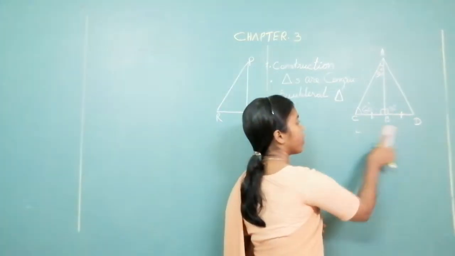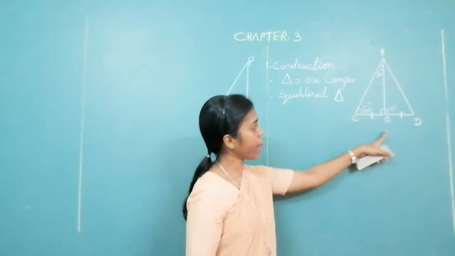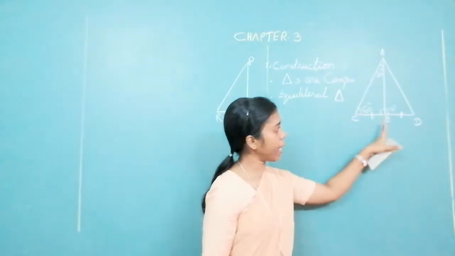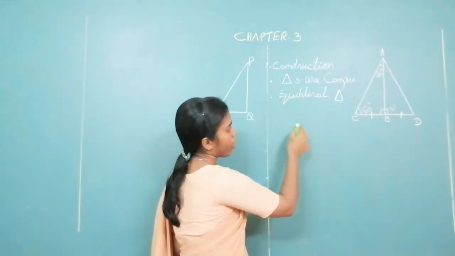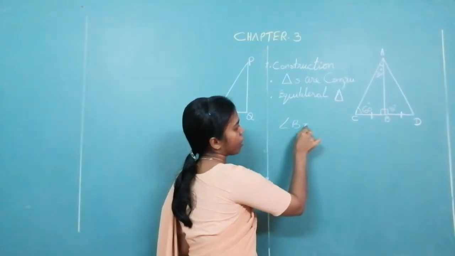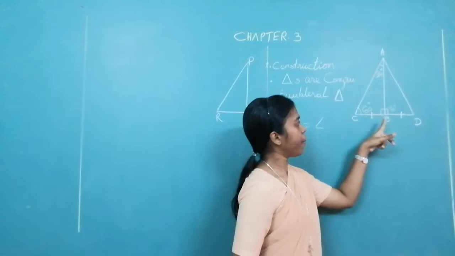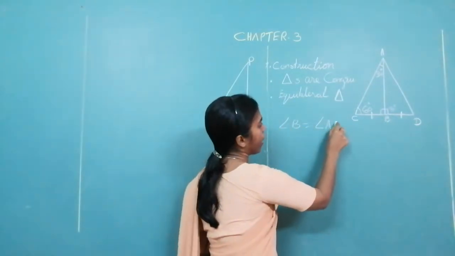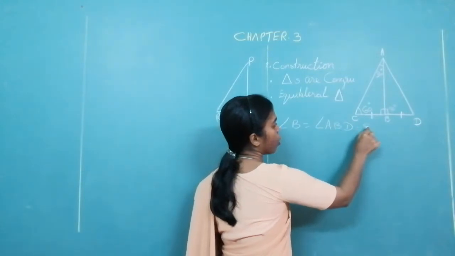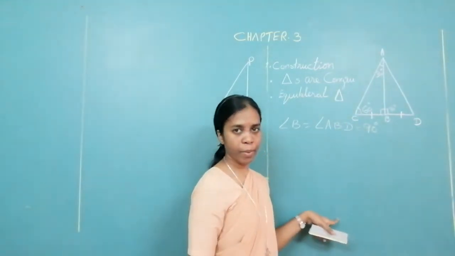Then, which test are we going to check? Consider triangle ABC and triangle ABD. Tell me what are the things given to you. Angle ABC is equal to angle ABD. Both are 90 degrees because this is a linear pair.